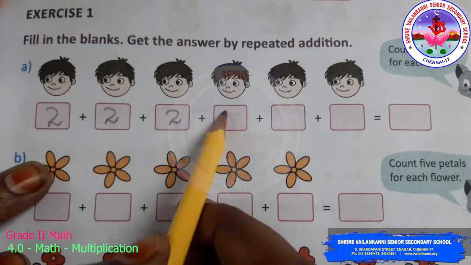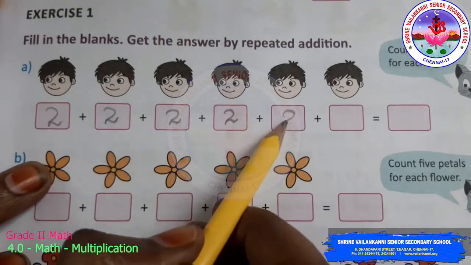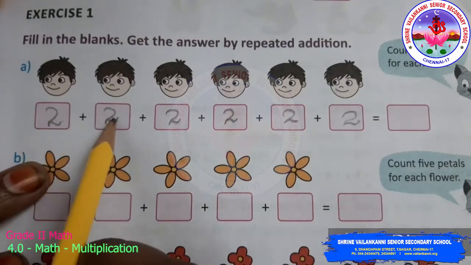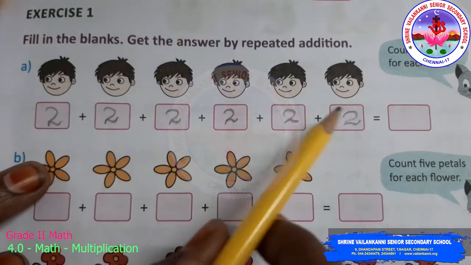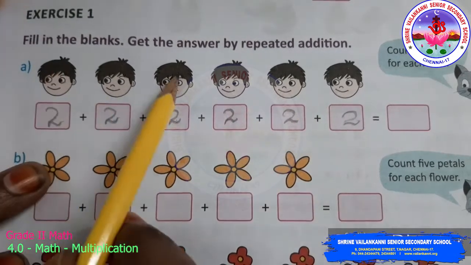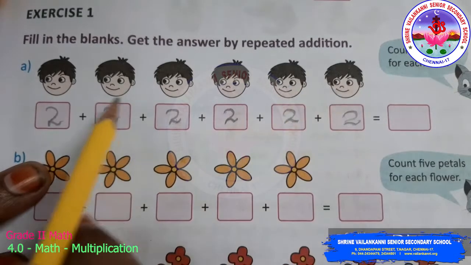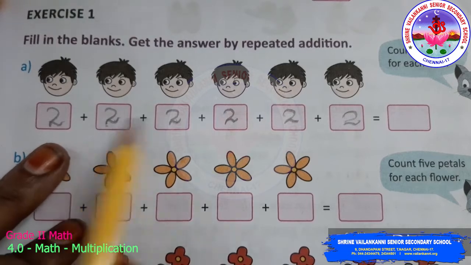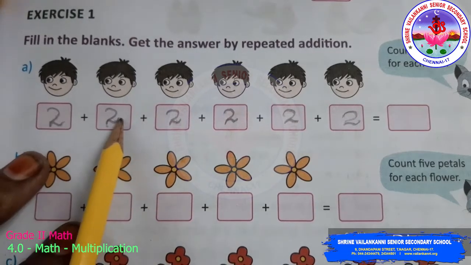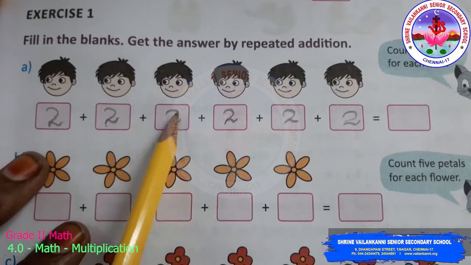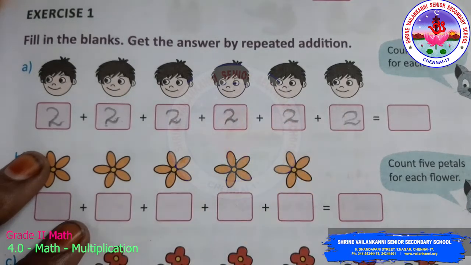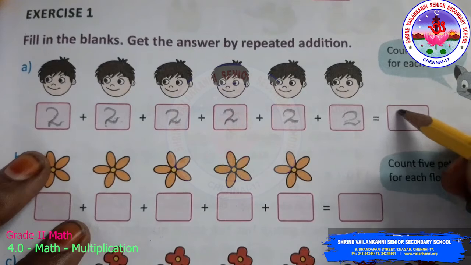So all the boys have 2 eyes. So we are going to add the number 2 repeatedly. 2 plus 2 plus 2 plus 2 plus 2 plus 2, because there are 1, 2, 3, 4, 5, 6 boys. So we are going to add 2 six times. 6 times 2: 2 plus 2 is 4, 4 plus 2 is 6, 6 plus 2 is 8, 8 plus 2 is 10, 10 plus 2 is 12.